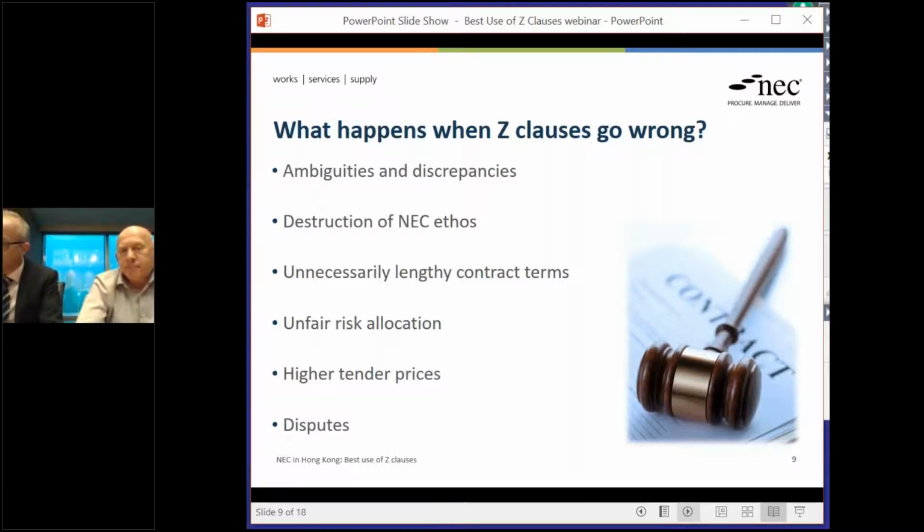So other consequences: unfair risk allocation. Obviously, if you're just trying to make a contract very onerous for somebody, you're no longer really partnering and sharing and managing risks. You're just trying to transfer it very heavily to one party, and of course that can lead to higher tender prices, and ultimately, certainly in my experience, the more onerous the contract, the more disputes you get, not the fewer. So those are some of the things.